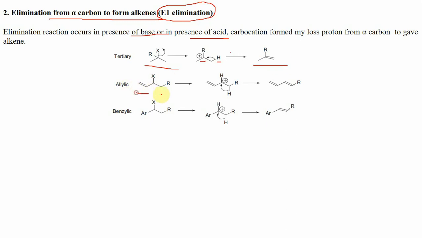Similarly, in the case of allylic substrates, this leaving group X leaves with the bond pair of electrons first to generate an allylic carbocation, and then H plus ion from the alpha carbon of this carbocation also leaves without the bond pair of electrons to generate a conjugated alkene molecule. Similarly, in the case of this benzylic substrate molecule, this leaving group X leaves to give the corresponding benzylic carbocation, from which hydrogen from the alpha carbon also leaves to give the corresponding alkene molecule.